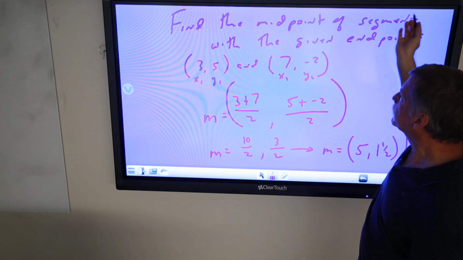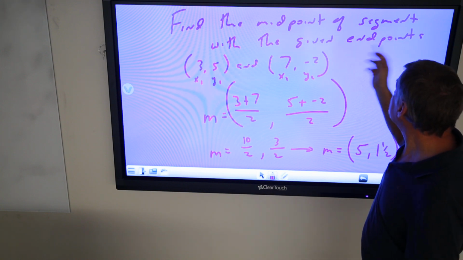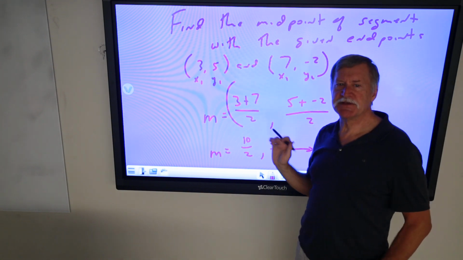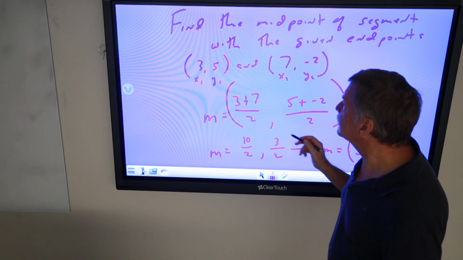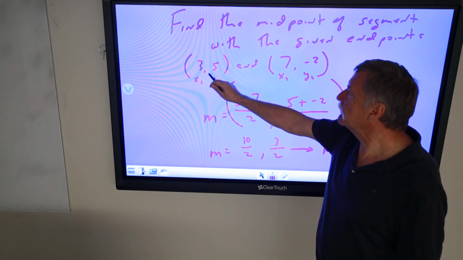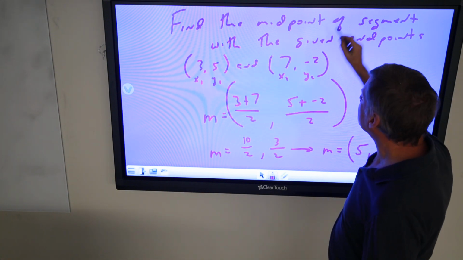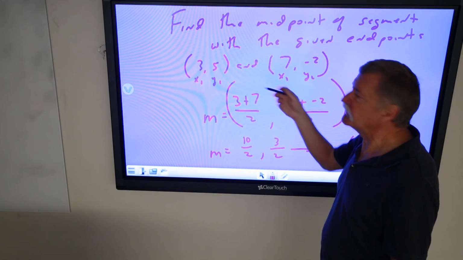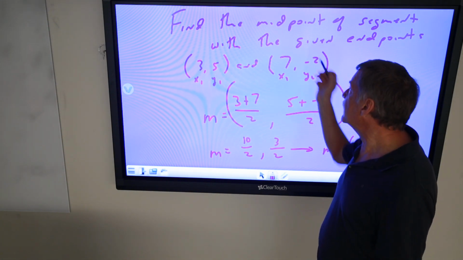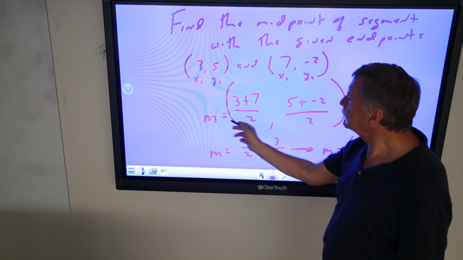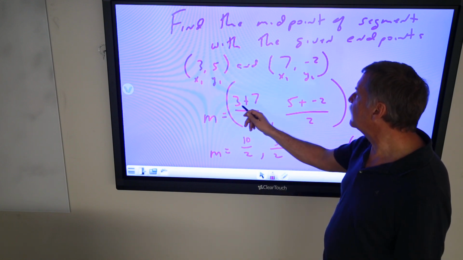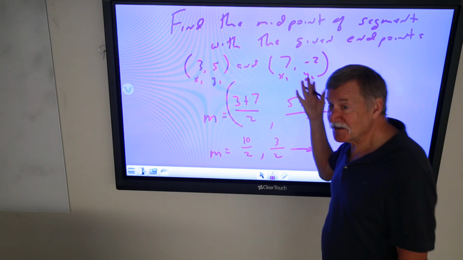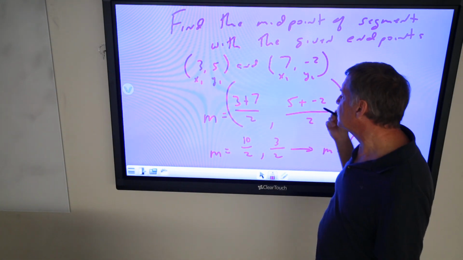Find the midpoint of a segment with the given endpoints, all right? So you don't have to graph this out. All you need to understand is you've got 1 point, 3, 5, and there's a line that extends to 7, minus 2. And you want to know what's the middle of that line. So to do that, you take advantage of the midpoint formula, which says I take the x sub 1 and add it to x sub 2. Remember, I've labeled these. And again, it doesn't matter which is 1 and which is 2.